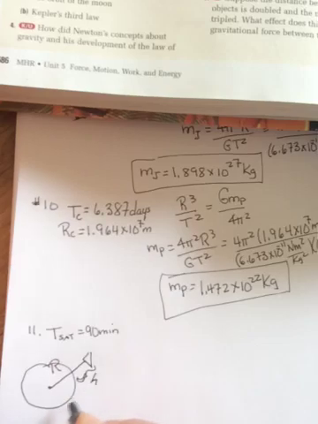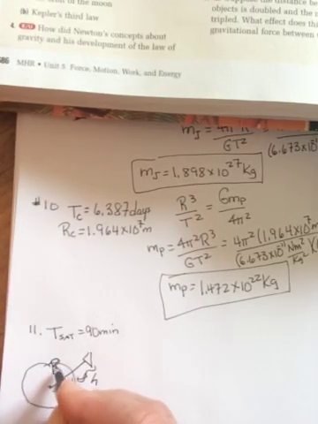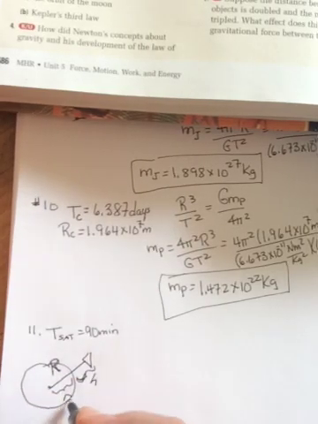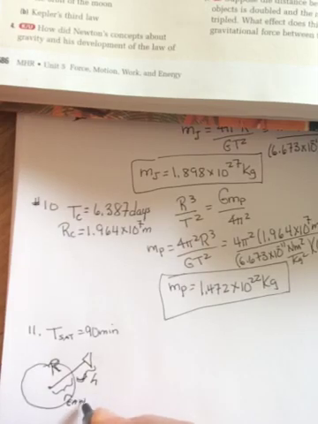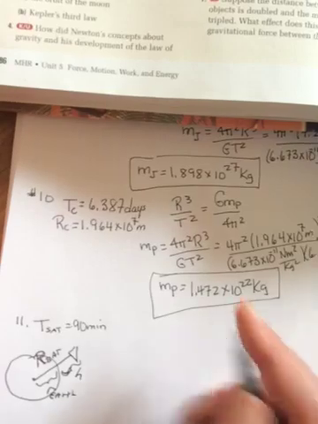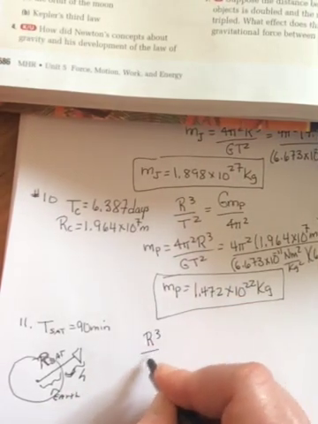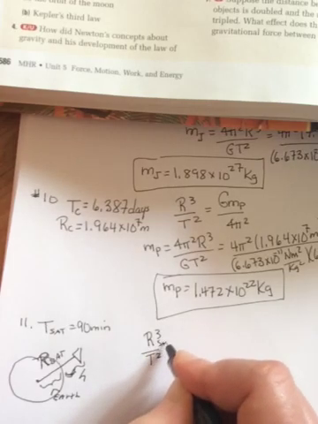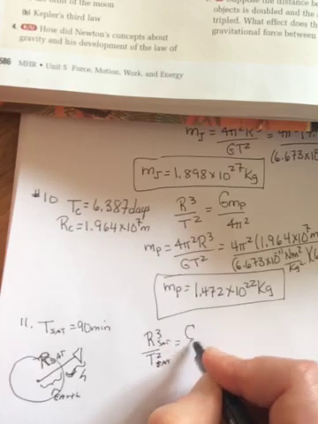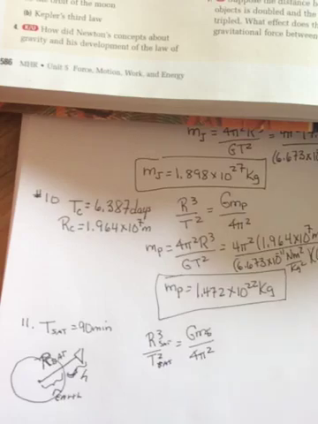They're asking for the height. And this is little r. So if we can find the radius of orbit, then we'll be able to find the height by subtracting the radius of the Earth. So we're looking for the capital R of the satellite. We know it's the Earth, so you could use R cubed over T squared for the satellite is equal to G mass of the Earth over 4 pi squared, because we know the mass of the Earth.